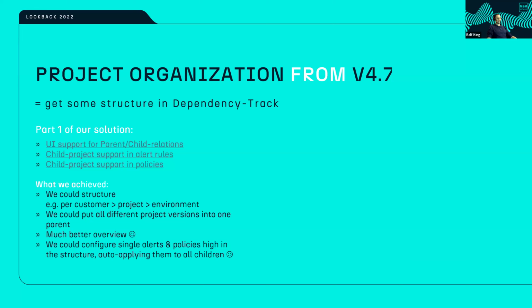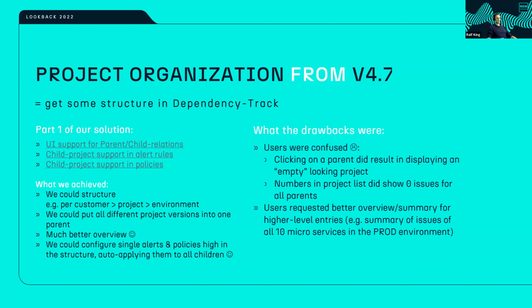But this also came with some drawbacks still. Users were partly confused. We've seen that from internal users. We've also seen this in Slack discussions and also some GitHub issues that I saw. Because if you clicked on a parent project, you basically looked at an empty project. You had no indication at all that there's something beneath that in the structure. And people were wondering, okay, this project looks empty. Numbers were displaying 0. There were no components, no vulnerabilities, no anything in there.